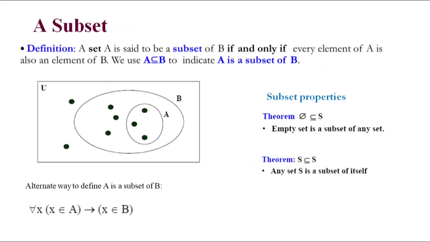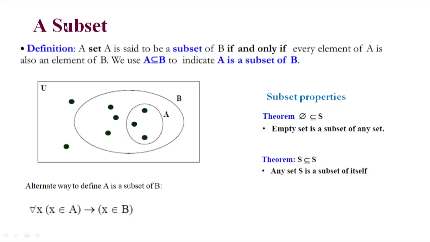A is said to be a subset of B if and only if every element of A is also an element of B. The representation of the subset is like this: A ⊆ B. Here, under the symbol one line should be there; this is said to be a subset. If the line is missing, then it's said to be a proper subset, which we'll see afterwards. This indicates A is the subset of B.